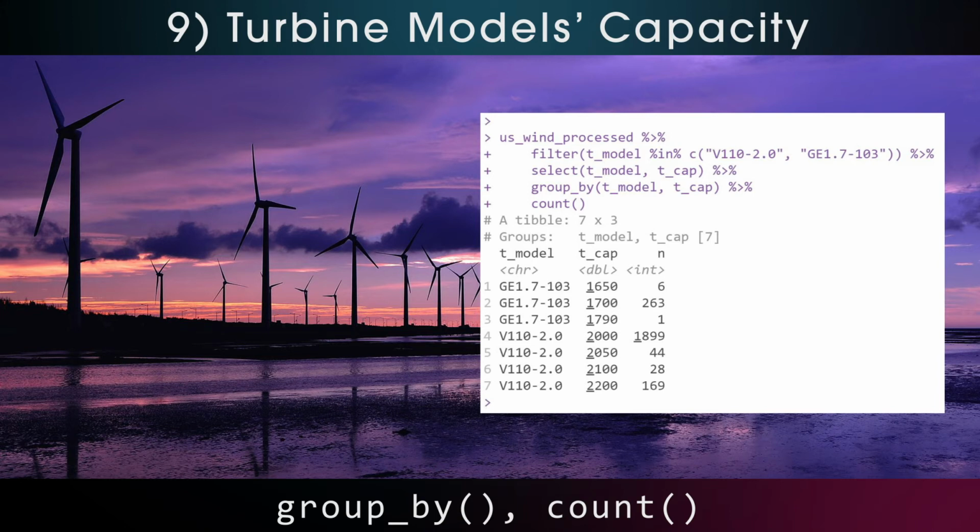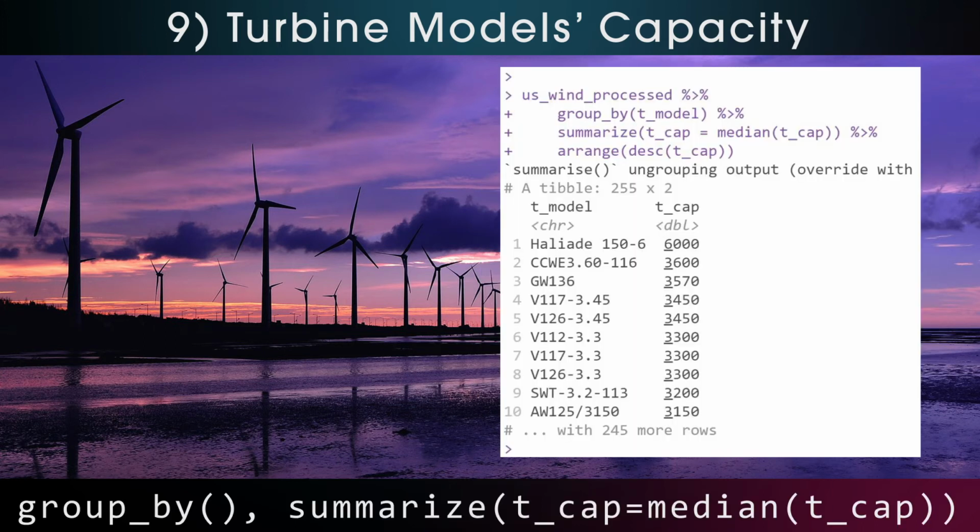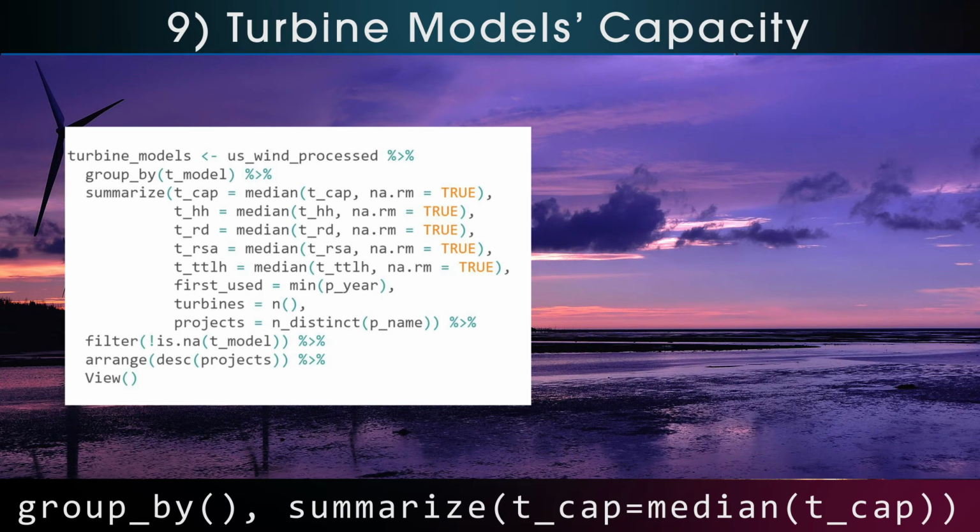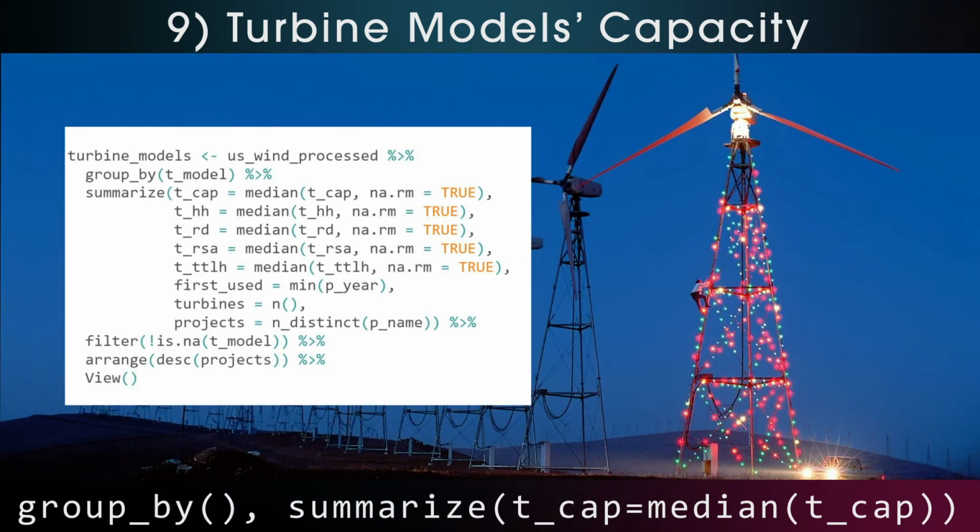We have to keep in mind that the Vestas comes at 2 different heights, 80 and 95 meters hub height or 135 and 150 meter total height. Even though the rotor is always the same, the capacity could be different for those. One way to resolve the capacity differences is to use the median for each model. And just to be safe, we can create a new data frame or table called turbine models, where we repeat this median selection not only for capacity but also for hub height, rotor diameter, rotor swept area and total height.